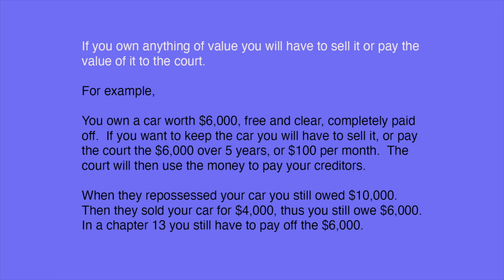If you own anything of value, you will have to sell it or pay the value of it to the court. For example, if you own a car worth $6,000, free and clear, completely paid off, if you want to keep your car, you will have to sell it or pay the court $6,000 over 5 years, or $100 per month. The court will then use the money to pay your creditors.